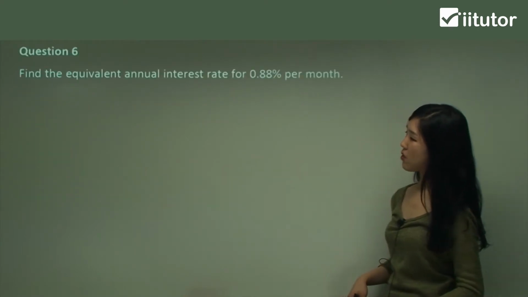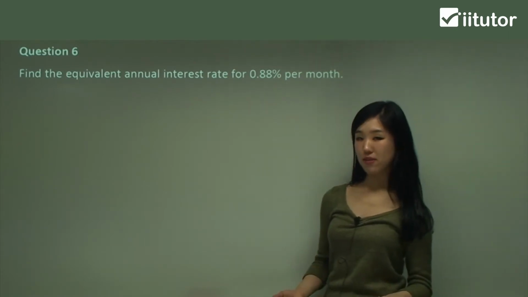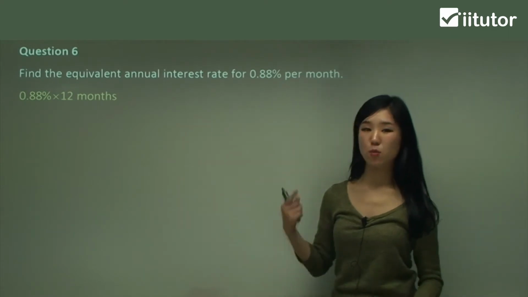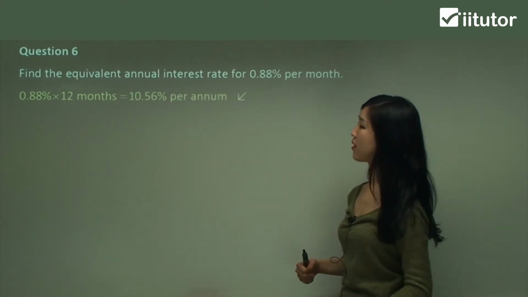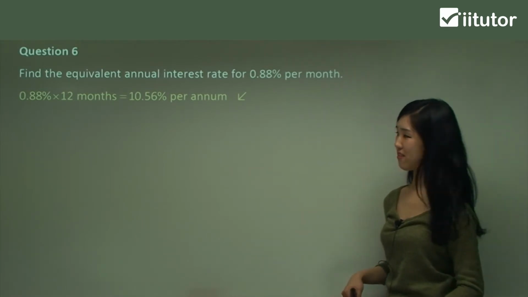Question 6, find the equivalent annual interest rate of 0.88% per month. So how many months in a year? 12. So we're simply going to multiply that by 12 to get the 1 year's worth of interest rate. So it's going to be 10.56% per annum. Very simple.